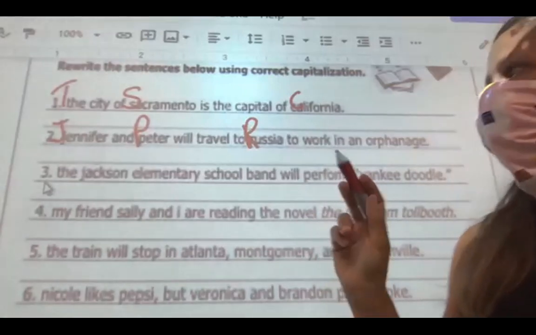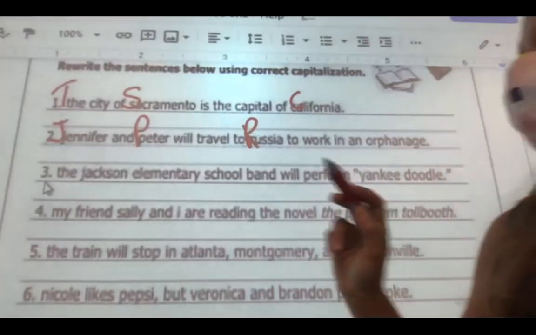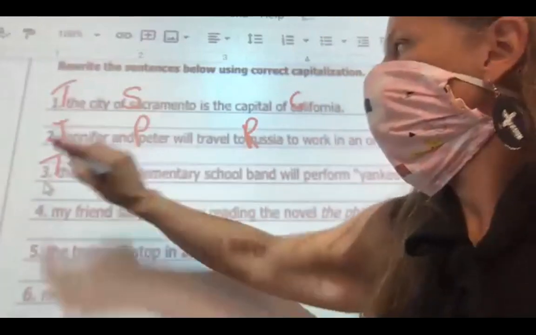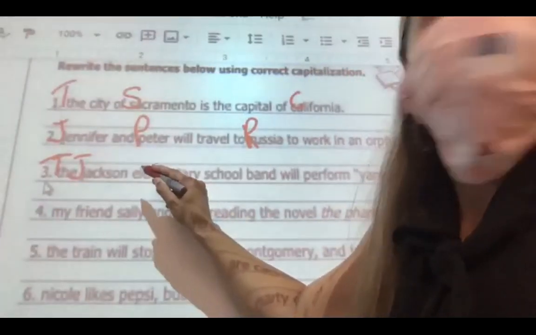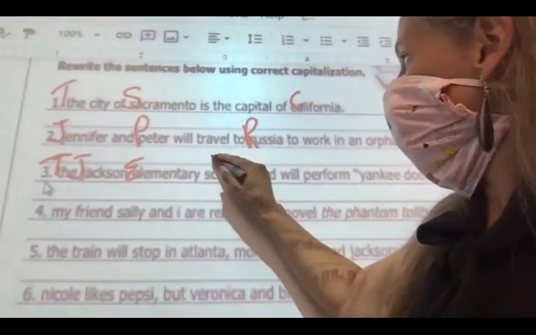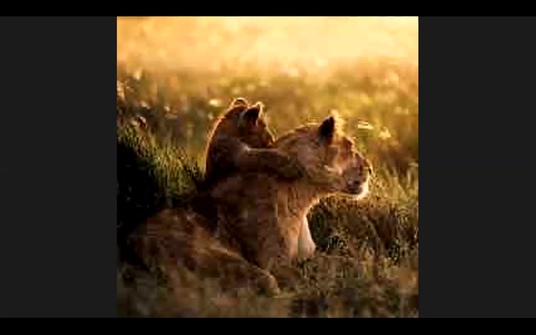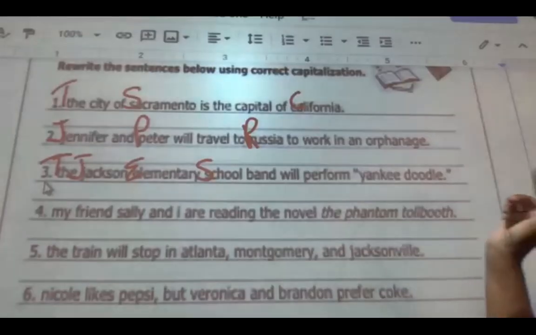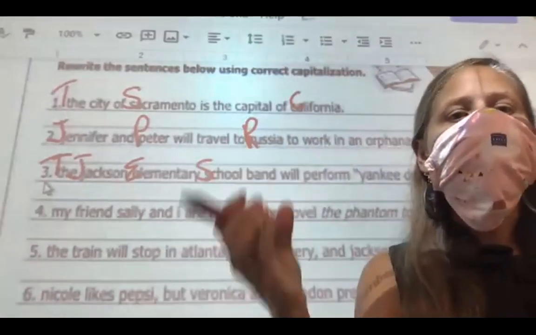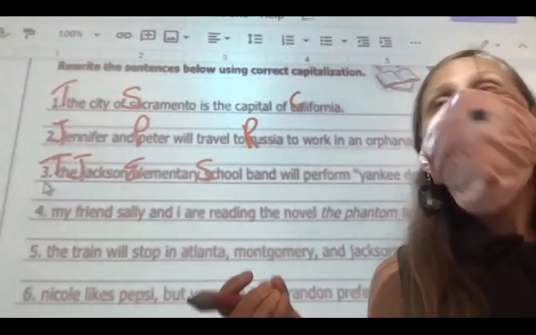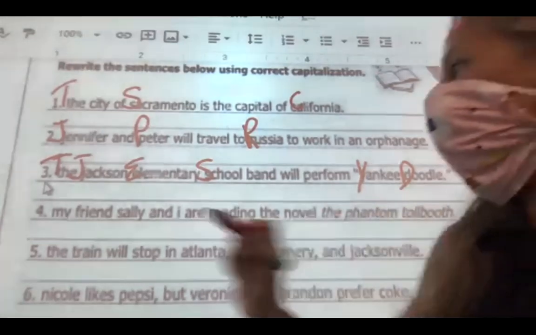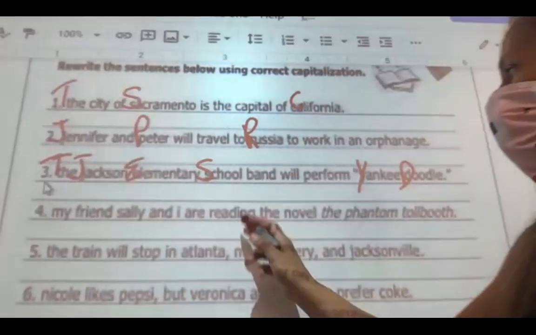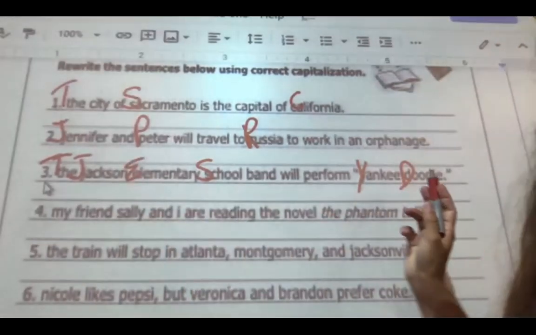Julie. The T needs to be capitalized. The J. The E and good. Will perform Yankee Doodle. Yankee Doodle is a specific name of a song. It needs to be capitalized. Good. Number 4. My friend Sally and I are reading the novel The Phantom Tollbooth.